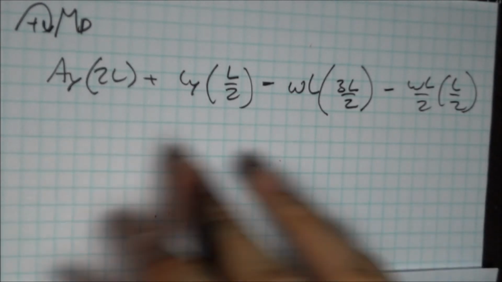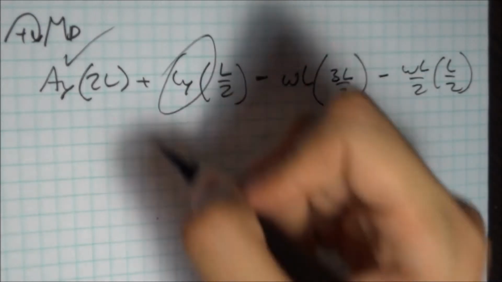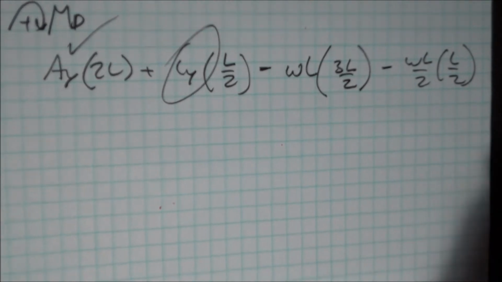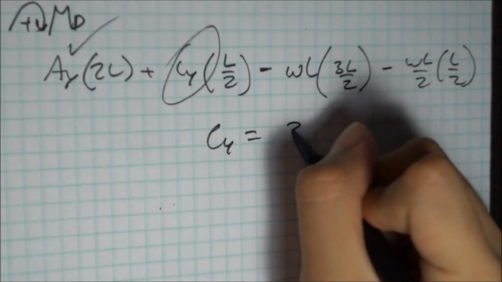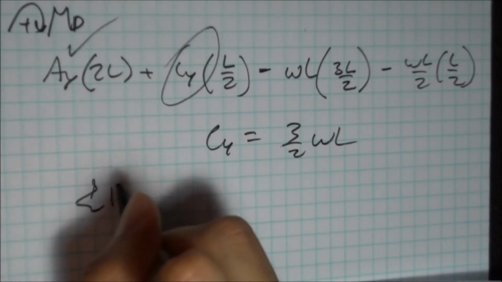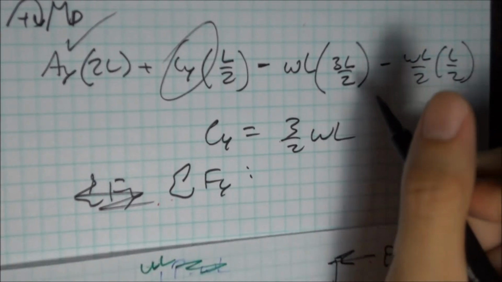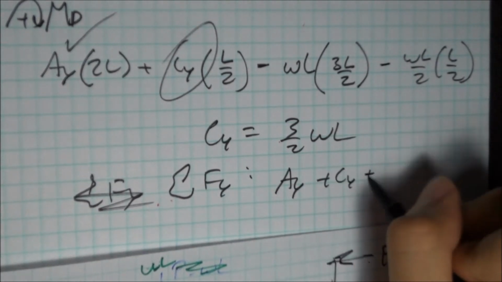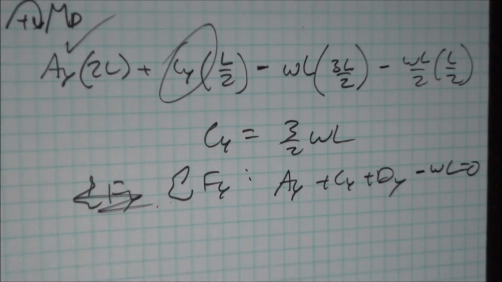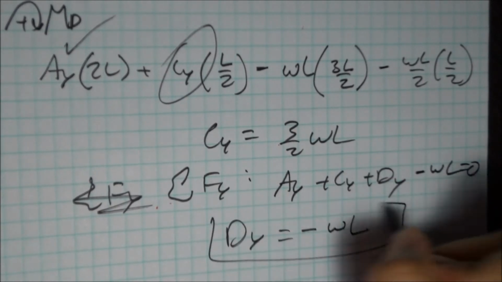Now if I rewrite all of this and I know what Ay is, I do not know what Cy is. I'm trying to find Cy, but I know everything else. And I'll let you do the math here, but you should get Cy equals 3 over 2 WL. Now I can use my sum of forces in the y direction, and I'll get Ay plus Cy plus Dy minus WL equals 0. And from here I should get Dy equals negative WL.